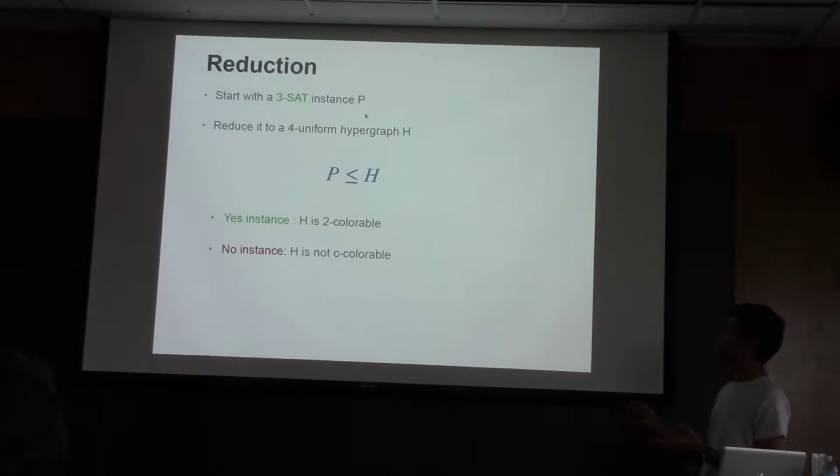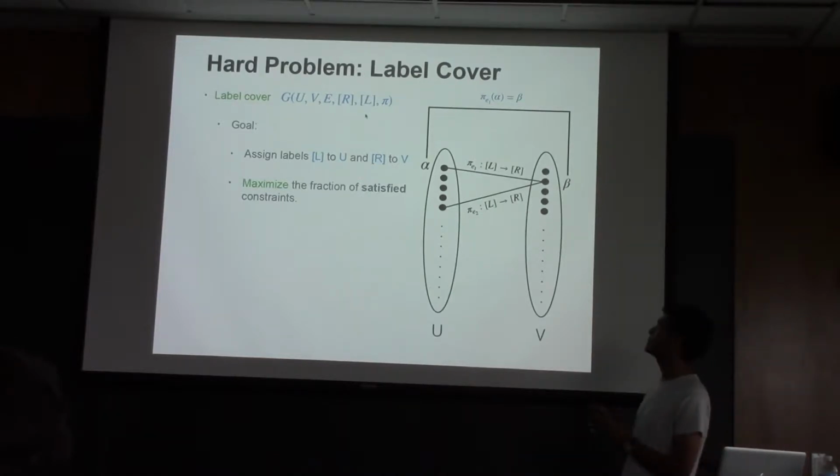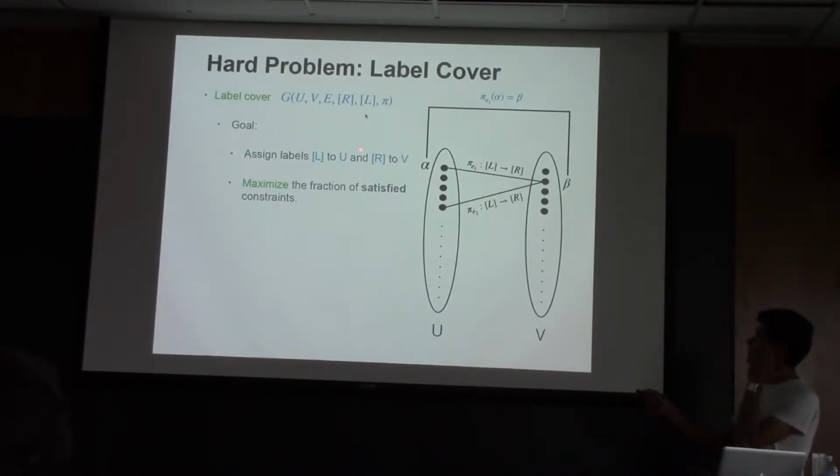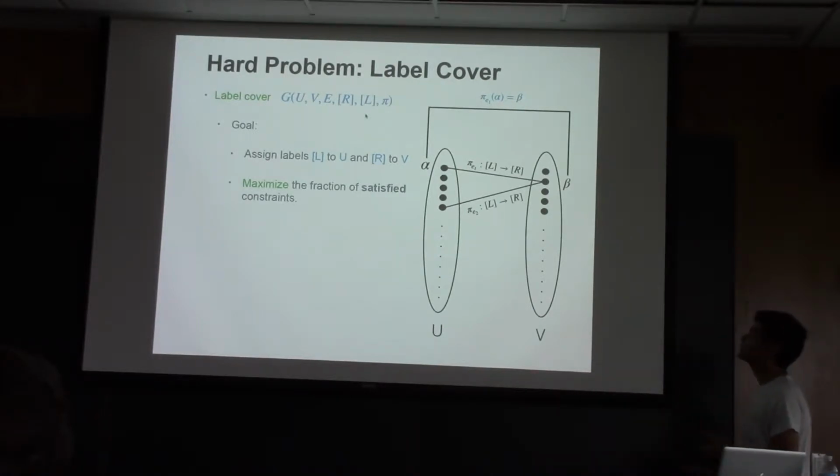But luckily, we don't have to start from 3-SAT. We have a sort of harder problem, not really, but a very nice problem from which we can reduce to our hypergraph. So let me define the hard problem first. The problem is called label cover. You are given a bipartite graph, and there are edges between these two parts, and there are labels, R and L.